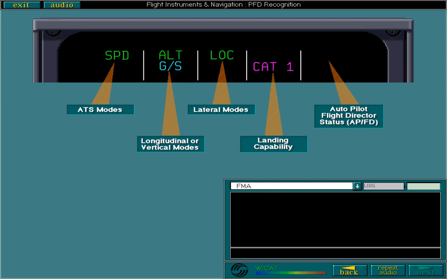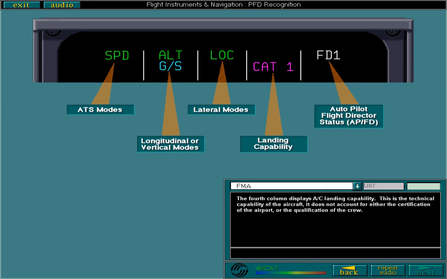The fourth column displays aircraft landing capability. This is the technical capability of the aircraft. It does not account for either the certification of the airport or the qualification of the crew. And finally, in the last column, you will find the engagement status of the autopilot and flight director system.